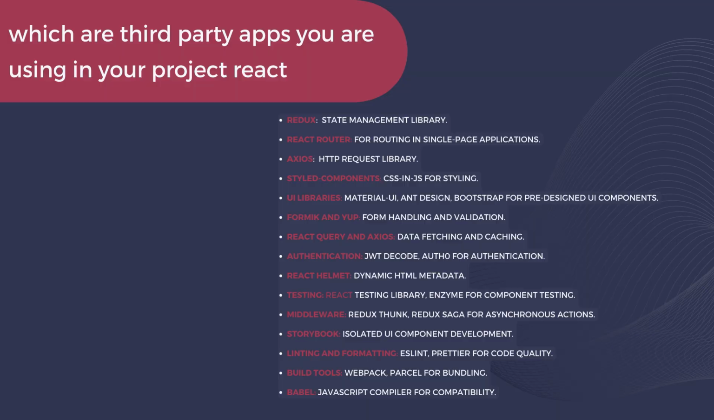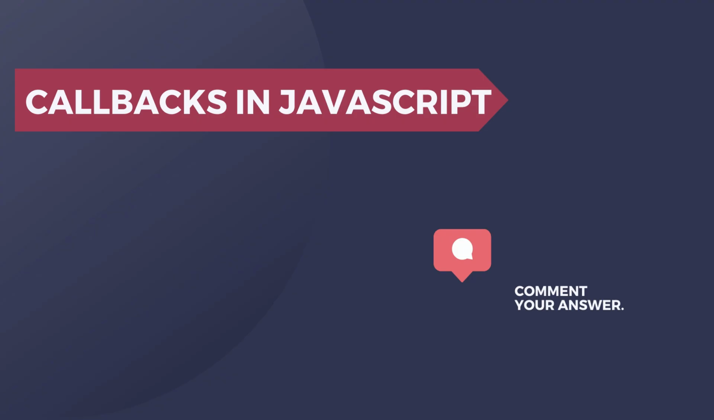Have you heard about callbacks in JavaScript? What is the use of it? A callback is a function which takes a function as an argument. Using this, we can get access to asynchronous operations in JavaScript.